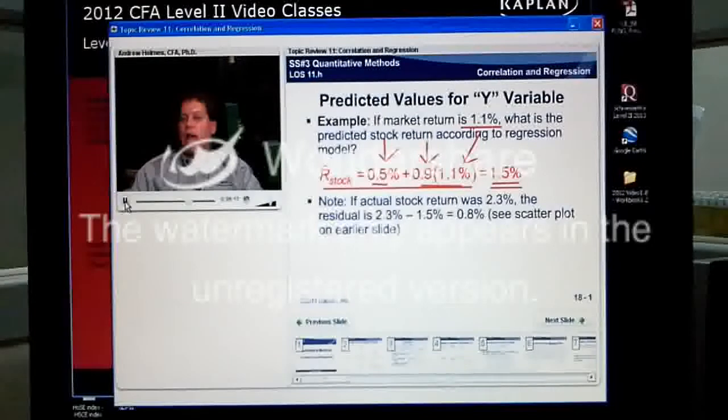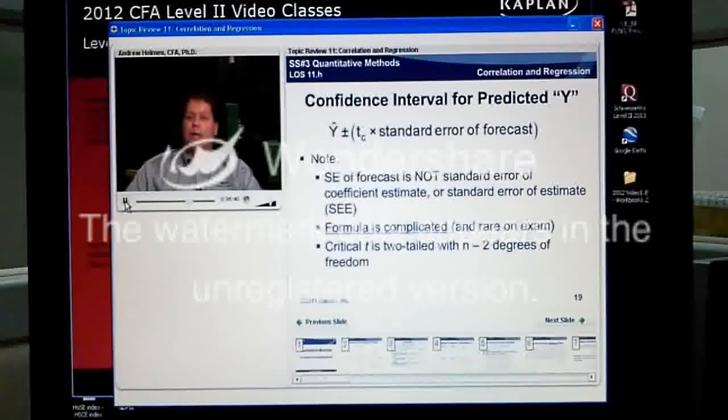So if the actual stock return for the next period was 2.3, then we'd have a residual of 2.3 minus our predicted value of 1.5, or 0.8, and we're going to see some more that has to do with this when we talk about our ANOVA material as we get towards the end of this reading. And of course, the 0.5 and the 0.9 and the 1.1 would all have to be given to us on the exam.